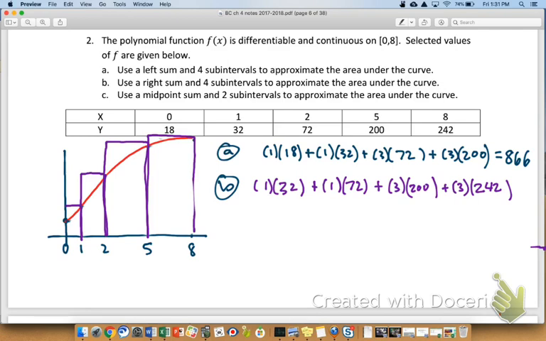Okay, so then the last one is a midpoint sum. Notice the instructions do change a little bit. They say use a midpoint sum and not 4 subintervals, but 2 subintervals to approximate the area with a midpoint sum. So see if you can figure out what that means, or maybe in some cases see if you can remember what that means. And I will try to reset. So we're doing a midpoint sum with only 2 subintervals.